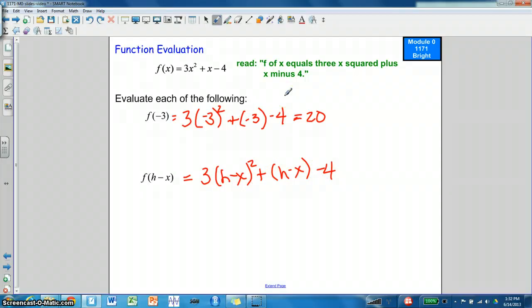Okay, that's fine. If you want to be a superstar and go that extra mile, expand it out and you'll get 3h squared minus 6hx plus 3x squared, and then plus h minus x minus 4. Okay, again, just a little bit of algebra there. Okay, third way to represent a function, algebraically.